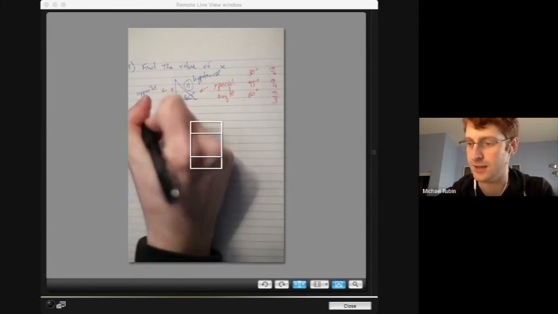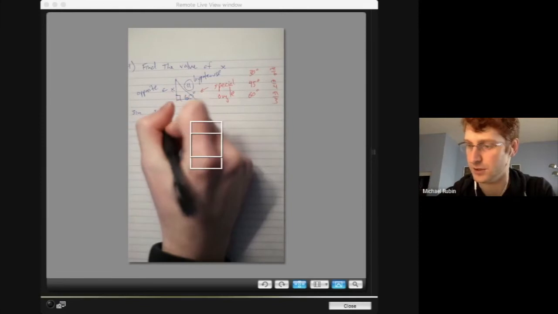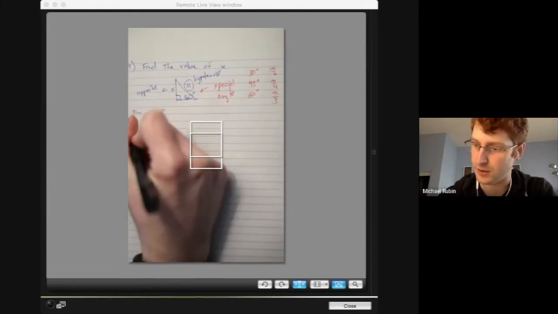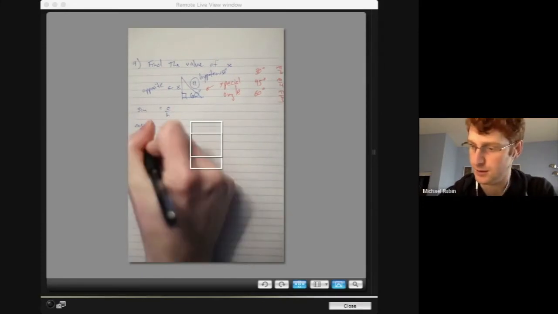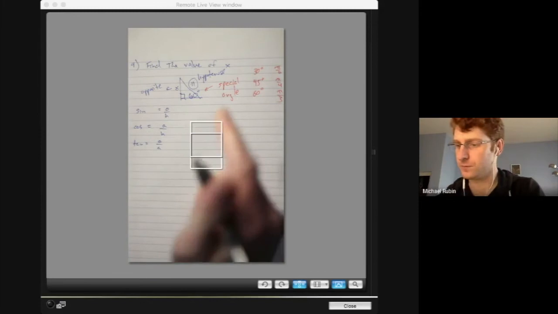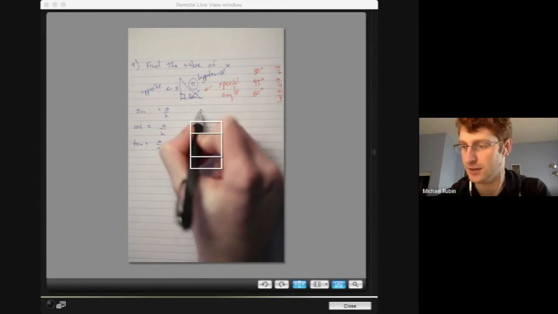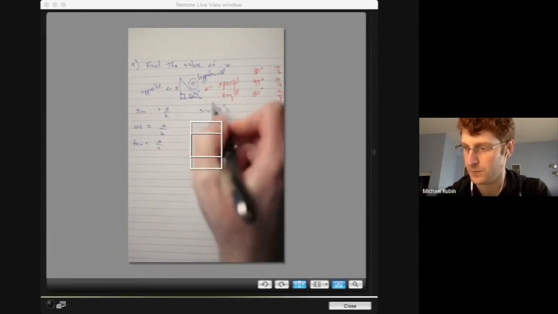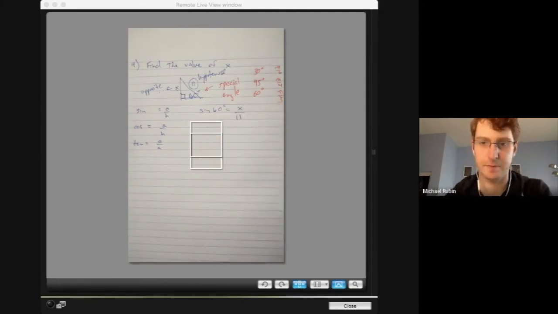Because I know sine of an angle is opposite over hypotenuse, cosine is adjacent over hypotenuse, tangent is opposite over adjacent. So if I'm looking at these, I know that this is the opposite, this is the hypotenuse, so I can take sine of 60 degrees. And that's equal to opposite over the hypotenuse.